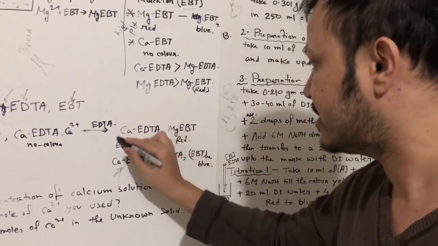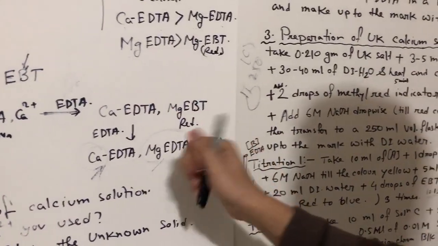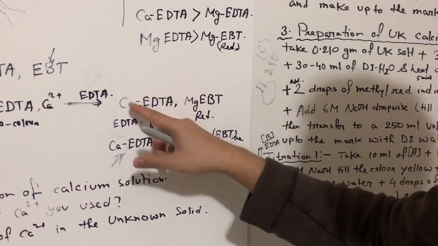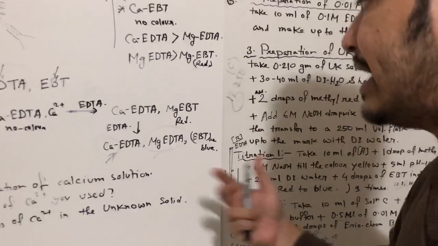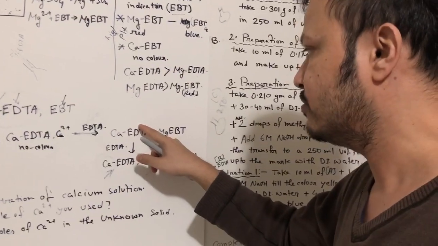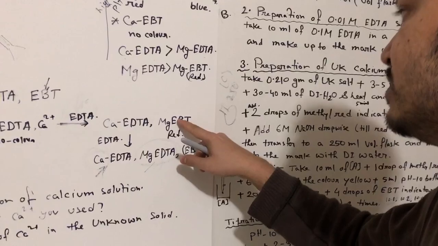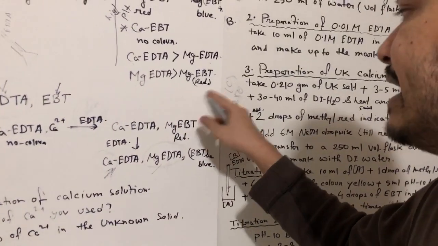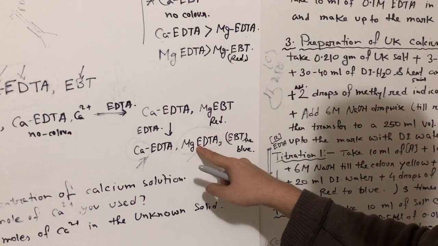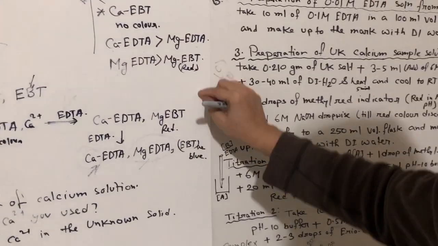And even after coming to this point, if you keep adding the EDTA, then what will happen? The EDTA has already bonded all of the calcium. So there is no more calcium. Then this EDTA will start bonding with the magnesium. It will kick out this EBT, that means a replacement reaction. It will replace this EBT, and EDTA will be added here. So calcium EDTA and magnesium EDTA, and this Eriochrome black T will remain as ions.